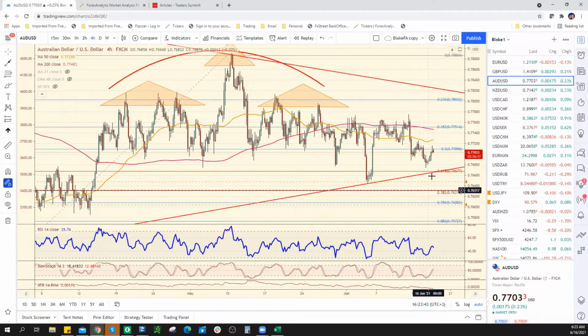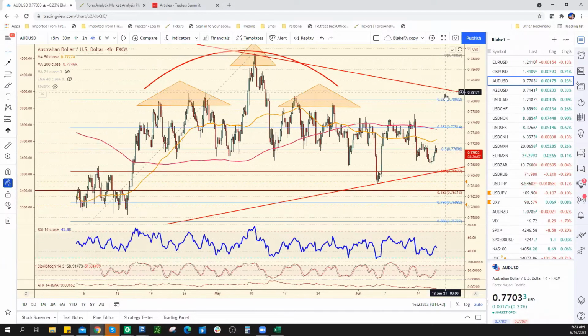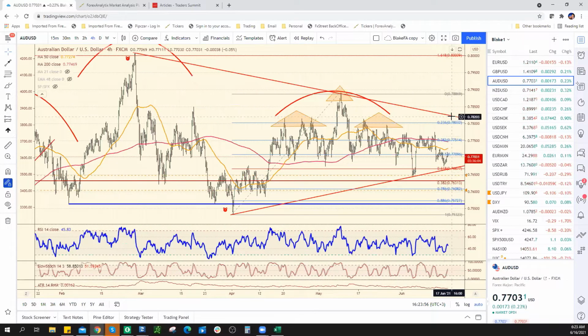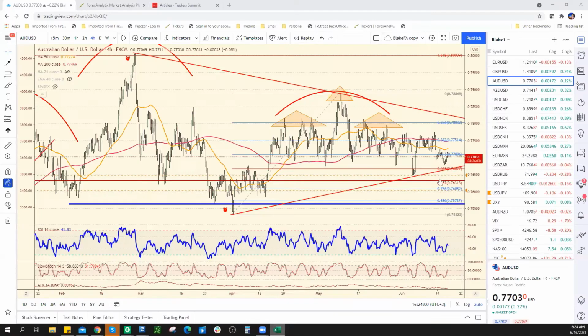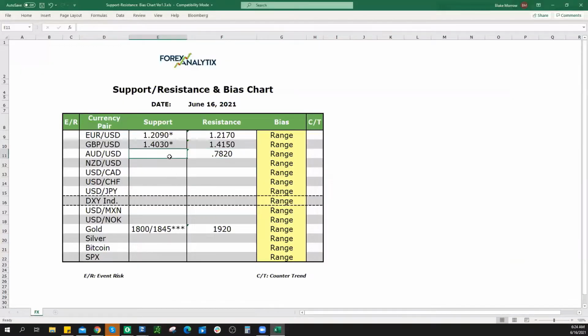Aussie simple. 76.70. 78.20. That's the triangle, right? These are both very important because they represent the breakout point.